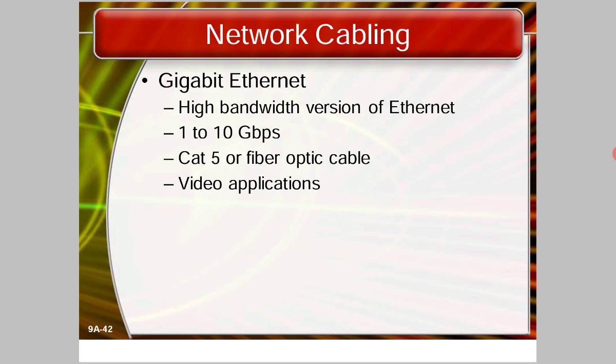So network cabling. Another type of cabling is gigabit Ethernet, a high bandwidth version of Ethernet, 1 to 100 Gbps. Cat5 or fiber optic cables are used. For video applications we may use gigabit Ethernet. So generally category 5 or fiber optic cables are used. Speed is generally 1 to 100 Mbps. High bandwidth versions of Ethernet are used.